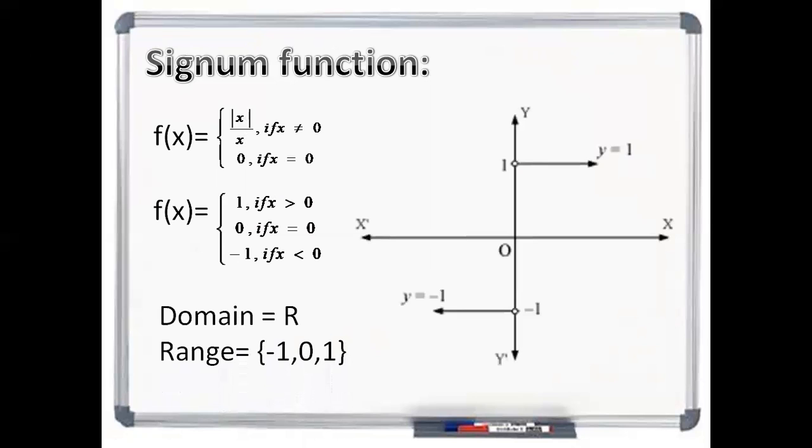Its graph is like this. If we are putting a positive value of x, it always gives 1. If we are putting a negative value of x, it always gives -1. And if we are putting 0, it gives 0. So that's why 0 is a dark point, and the rest are open points.